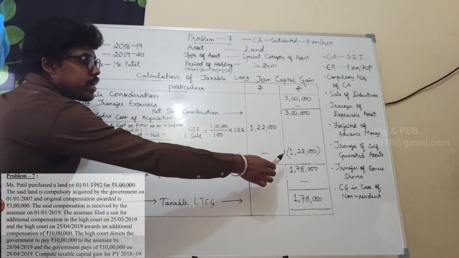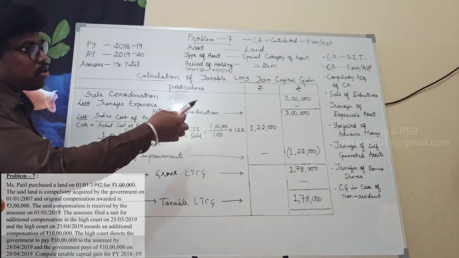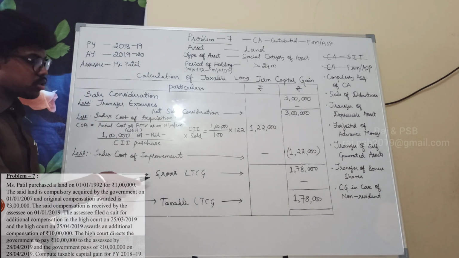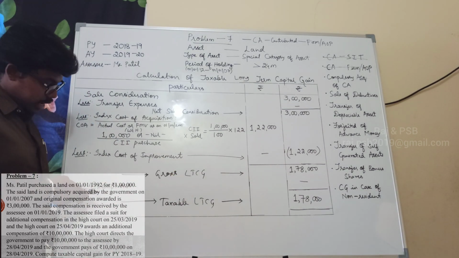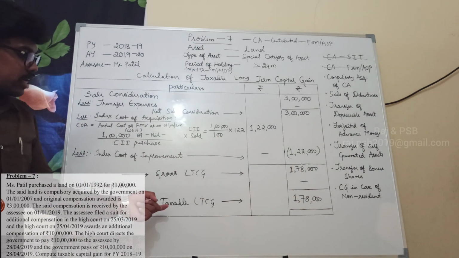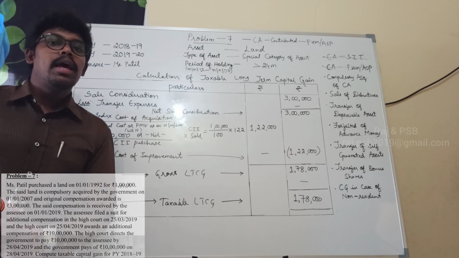Next, after deducting 1,22,000 out of 3 lakh, the remaining balance is 1,78,000, called gross long-term capital gain. Again, there is no exemption, so the same amount is carried forward and treated as taxable long-term capital gain.